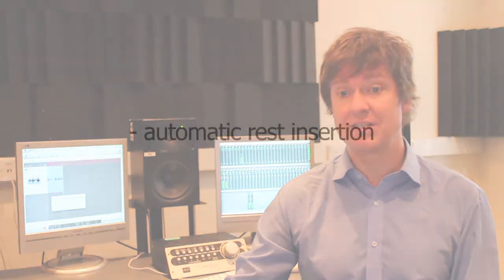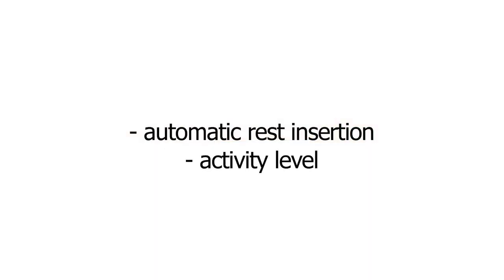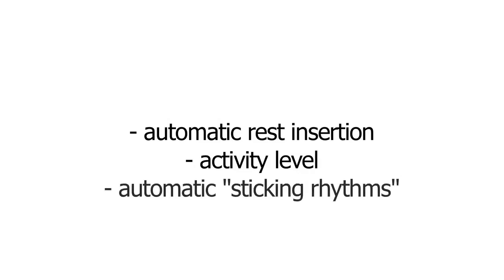There are 17 optional keyword arguments to make rhythm chain. You can control with these things like, as mentioned, the automatic rest insertion, the activity level, which controls how many notes are going to be playing from very sparse to very active, and also these automatic sticking rhythms, which create an algorithmic insertion of some kind of repetition of, say, an 8th note or a triplet. You don't have to have those at all if you don't want to, but they can be musically useful.